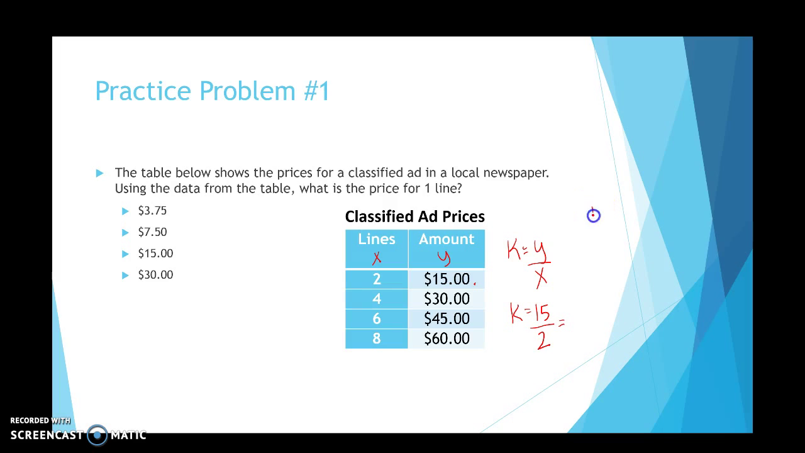I can do it in my head, and I think most of you can, but in case you are more comfortable seeing the division, 2 times 7 is 14, subtract, I get 1, carry down a 0, 2 times 5 is 10. So it's 7.5. Does that mean that's our constant? Yes. And is that the amount for one line? Yes, it is, because technically it would be over 1. We divided the top and the bottom by 2. So it is B, 7.50 for one line.